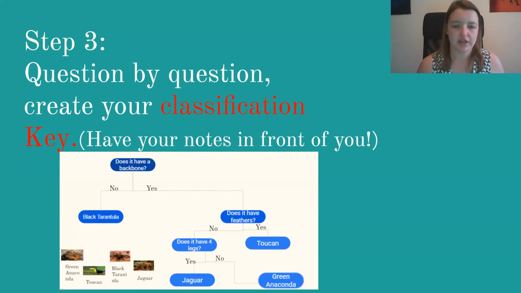So, using your notes, have it in front of you, and then use your ruler to draw out question by question. Start with your first question and go for yes and no. What animals go off the no? What animals go off the yes? Do you need another question to separate those animals out? You will need to press pause now so that you can get on with your key.